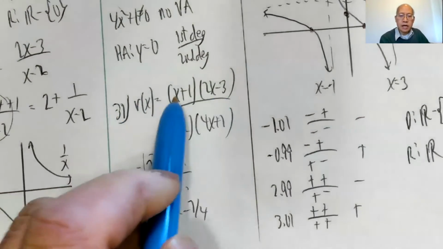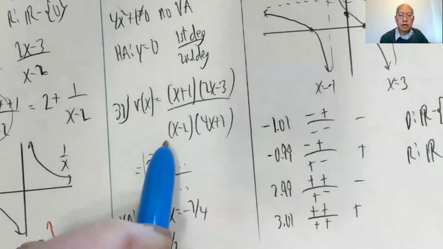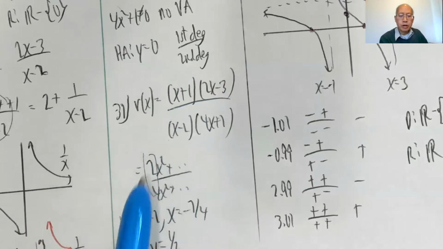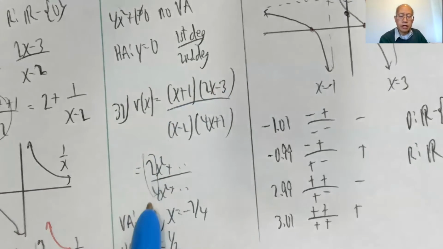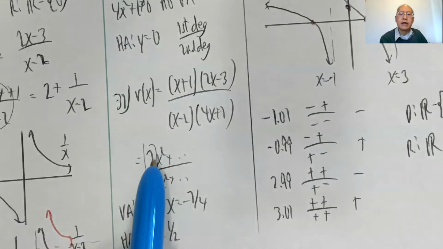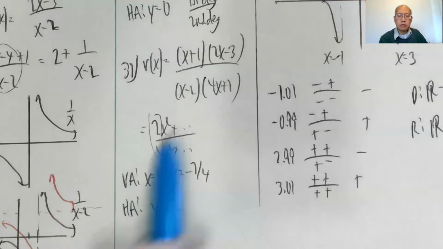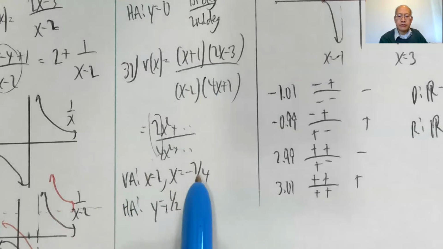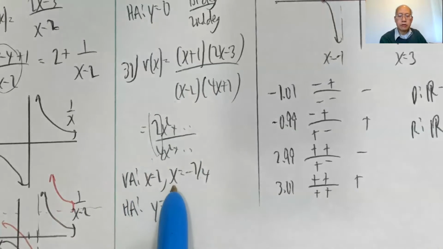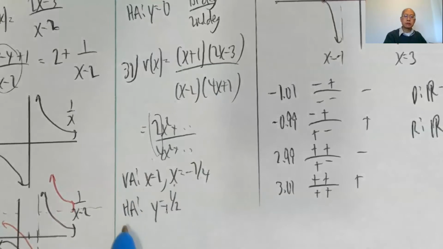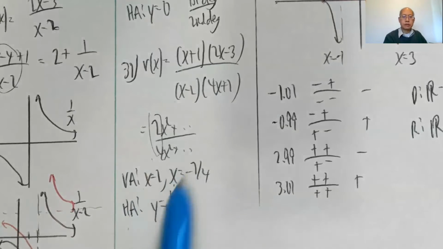37, if you multiply this out, you have 2x squared plus blah, blah, blah, 4x squared plus blah, blah, blah. So you just take the ratio of the leading coefficients if these are the same degree, second degree. So horizontal asymptote is y equals 1/2. Vertical asymptote, what makes this 0? 2. What makes this 0? -7/4. So x equals 2 and x equals -7/4 are vertical asymptotes. Horizontal asymptote, we said, was y equals 1/2.